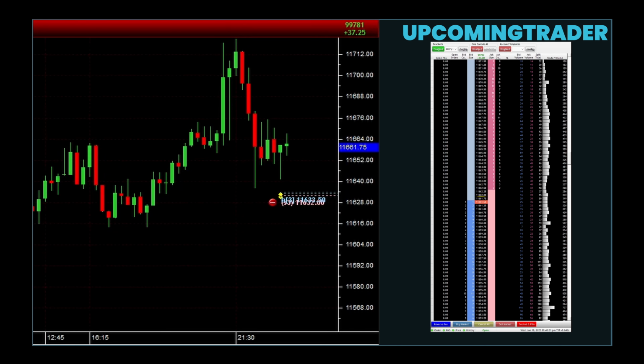On the other hand, a double bottom occurs when the price hits a low point, rises, and then hits the same low point again before rising further, indicating strong support and a potential upward reversal.